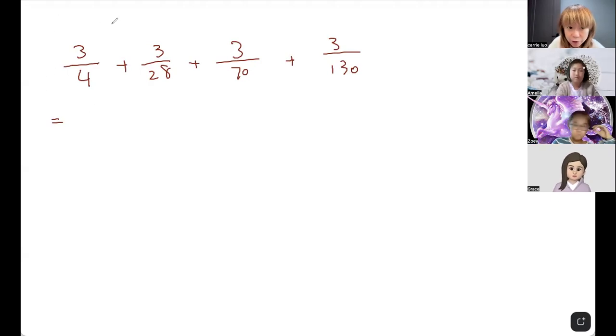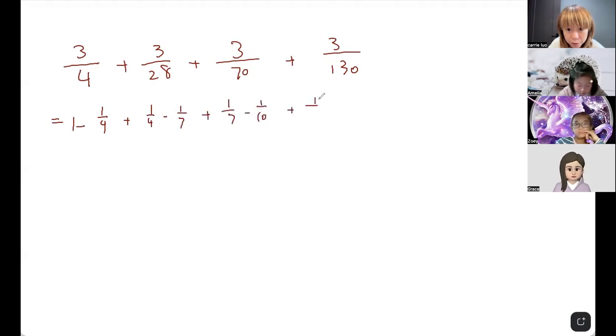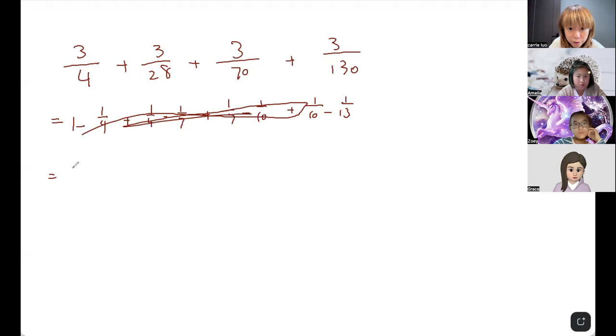Okay, so let's take a look at this one. Grace, take a look, okay? So 3 over 4, is it 1 minus 1 over 4? Okay, 3 over 28, is it equal to 1 over 4 minus 1 over 7? And this one equals 1 over 7 minus 1 over 10. And this one equals 1 over 10 minus 1 over 13. Okay, so the answer, all the things between are gone. So 1 minus 1 over 13 equals what? Equals 12 over 13.